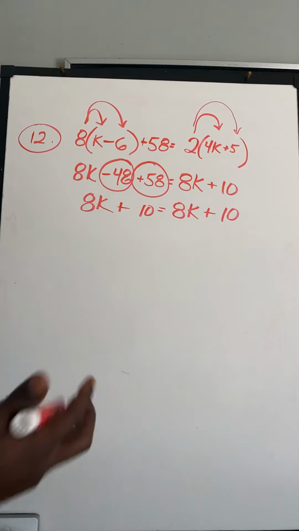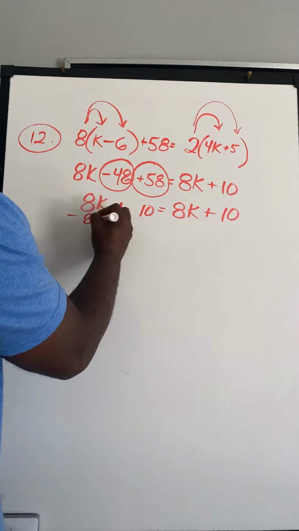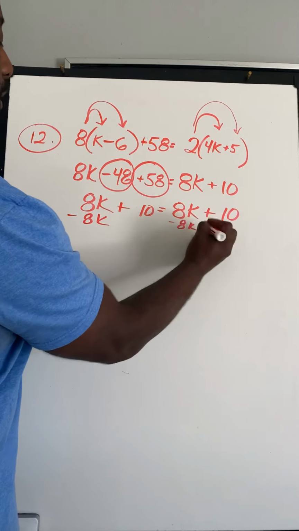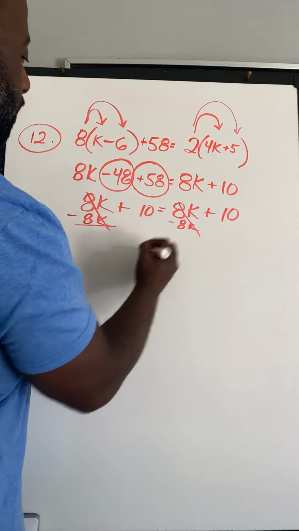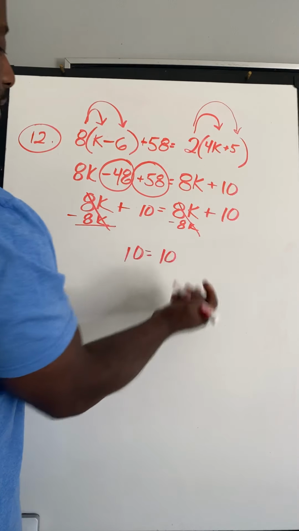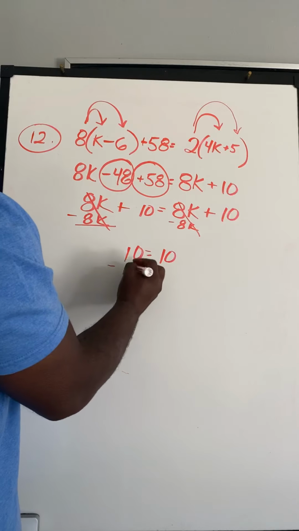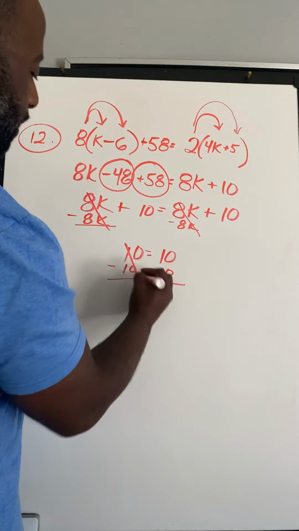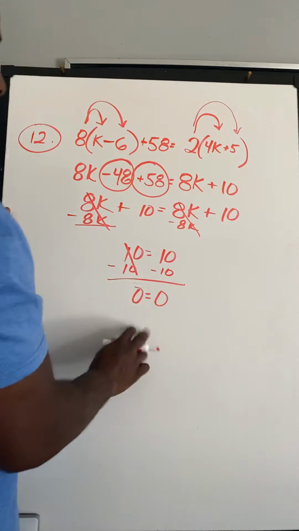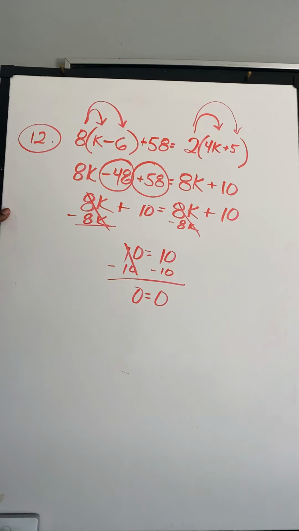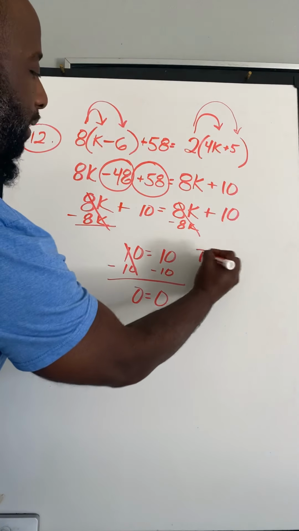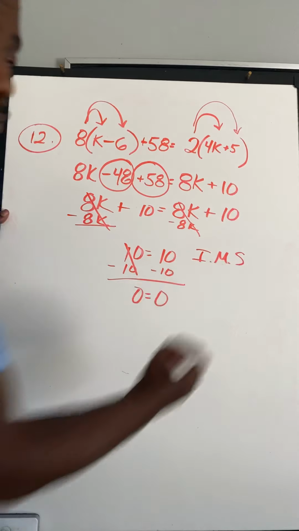But if I follow through, I would subtract 8k, and that equals 0, and you're left with 10 equals 10. And if I want to continue on, I can subtract 10, and 0 equals 0. Either way you look at it, they're identical. This makes infinitely many solutions.